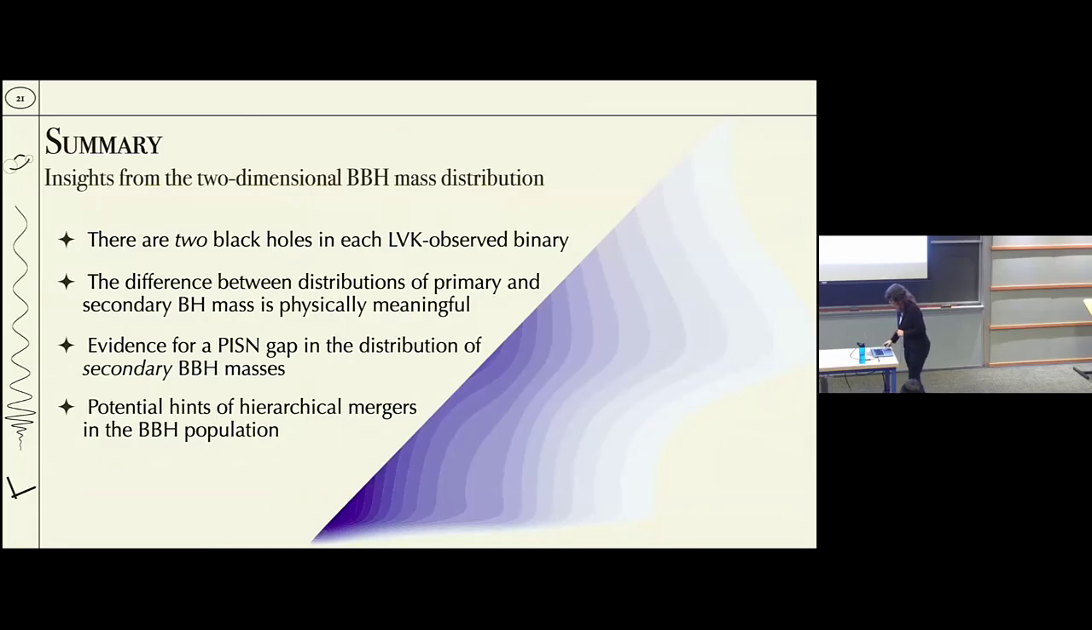Okay, so in summary, there is a physically meaningful difference between the distributions of primary and secondary black hole masses, and maybe a statistically meaningful difference as well. There is emerging evidence for a pair instability gap in the distribution of secondary but not primary black hole masses. And there are potential hints of hierarchical mergers in the binary black hole population. So, okay, I'm done. With that, I'll take any questions.